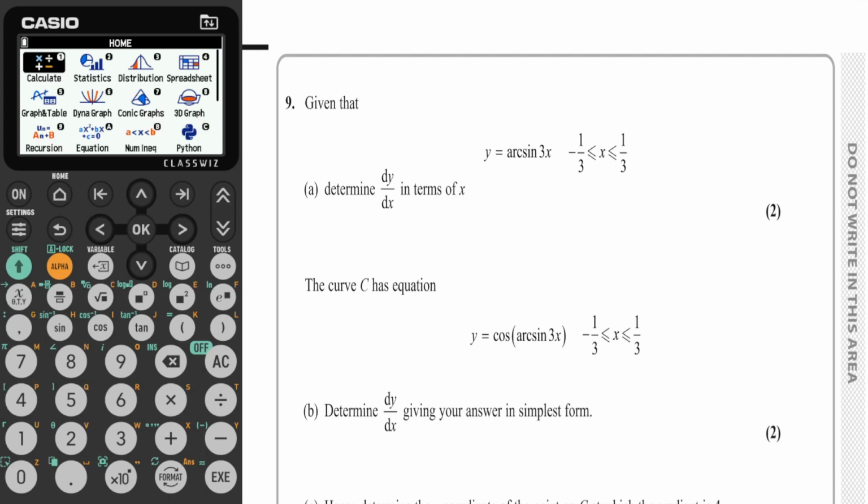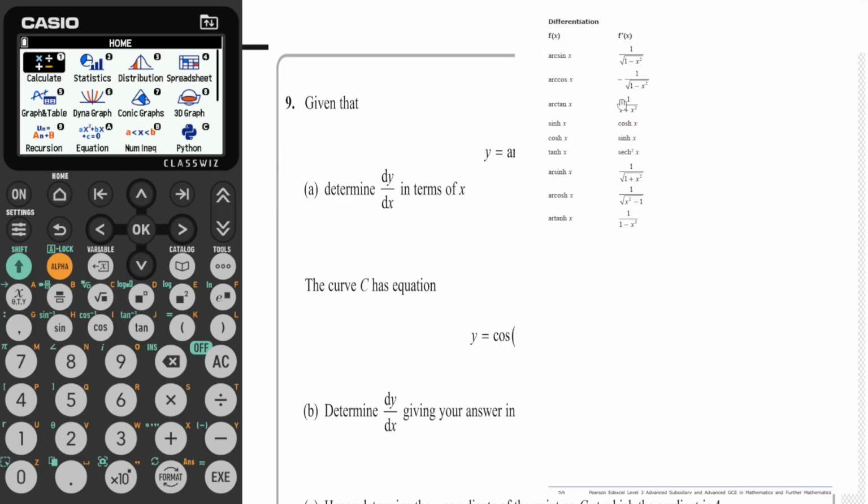Question number 9. We are given that y is equal to the arc sine of 3x, where x is in between negative 1/3 and 1/3. Part A, we have to determine dy over dx in terms of x.